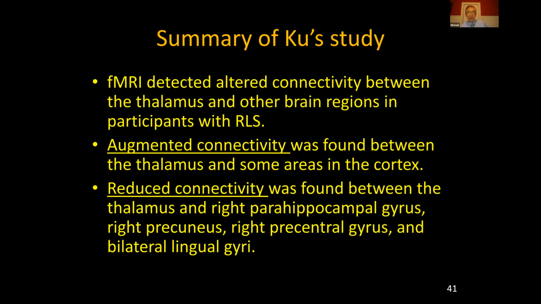So the quick summary of that study was that fMRI did detect altered connectivity between the thalamus and other brain regions in participants with restless legs. There was an augmented, or increased, activity between the thalamus and some areas of the cortex, and then reduced activity or connectivity between the thalamus and the right parahippocampal gyrus, right precuneus, right precentral, and bilateral lingual gyri.